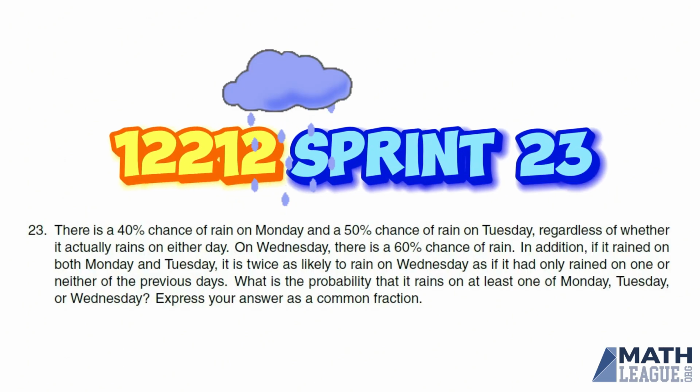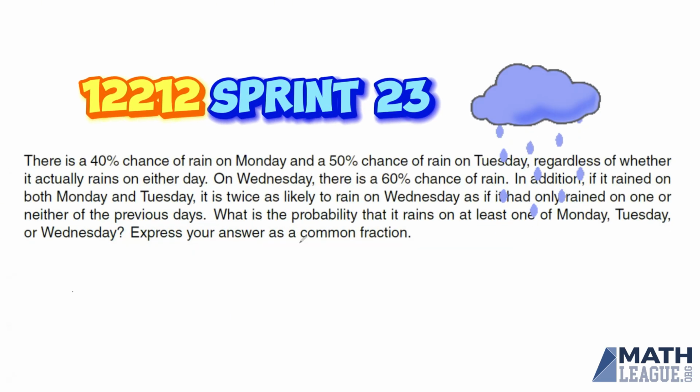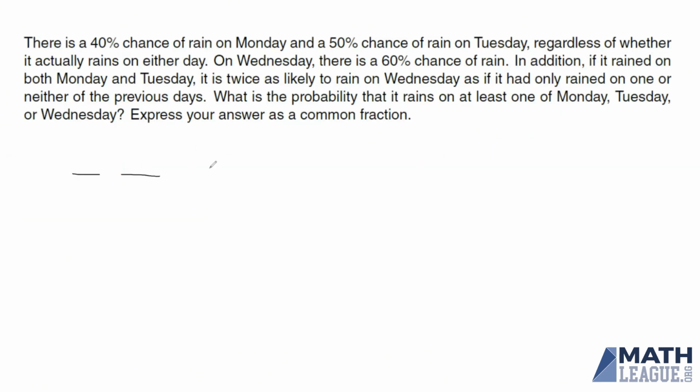Okay, so there's a 40% chance of rain on Monday, and then a 50% chance of rain on Tuesday, regardless of whether it rains on Monday, and then a 60% chance of rain on Wednesday. In addition, if it rained on both Monday and Tuesday, it's twice as likely to rain on Wednesday as if it only rained on one or neither of the previous days. What is the probability that it rains on at least one of Monday, Tuesday, or Wednesday?